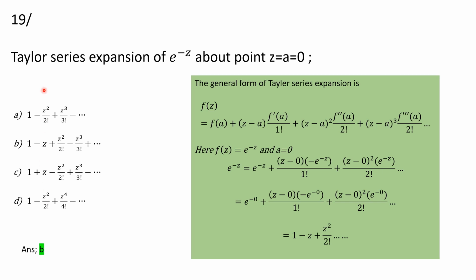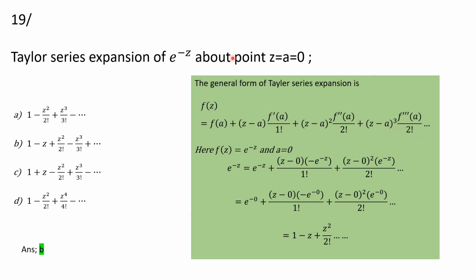Then, the Taylor series expansion of e to the power minus z about the point z is equal to a equal to 0, and here you can see the options. The general form of the Taylor series expansion is f(z) can be written as f(a) plus (z minus a) f dash a by 1 factorial plus (z minus a) whole square f double dash a by 2 factorial plus (z minus a) whole cube f triple dash a by 3 factorial, and so on.